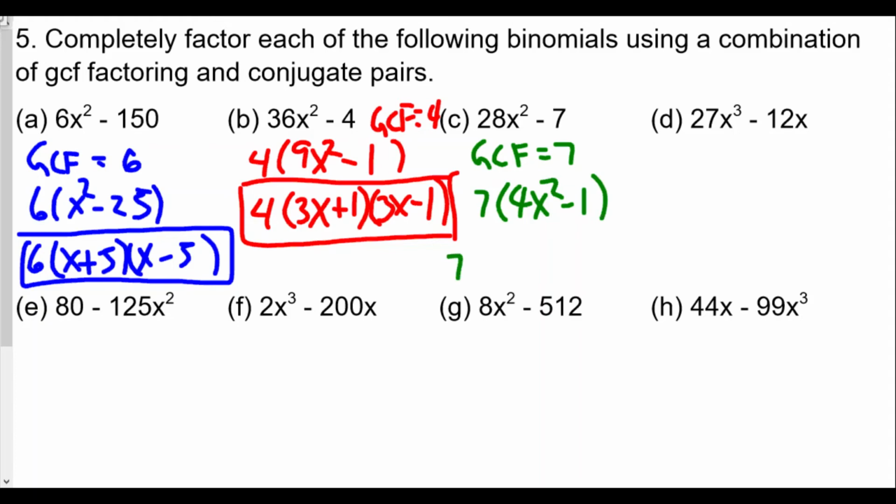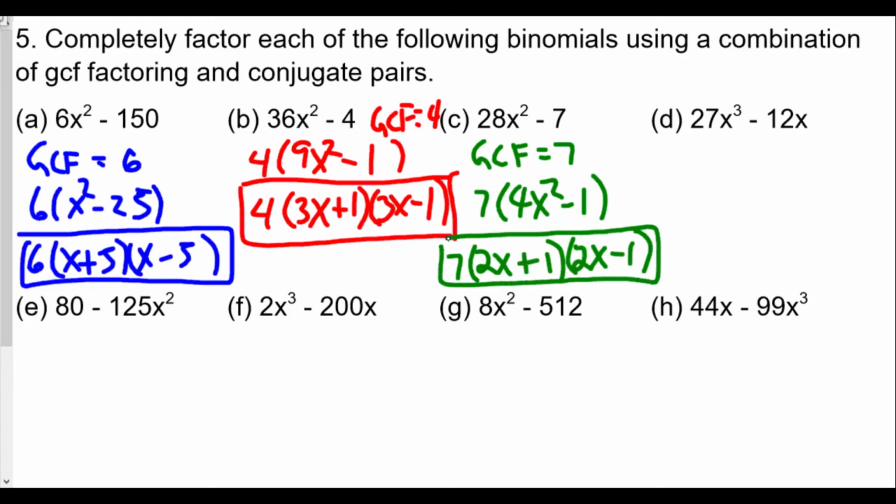And again, conjugate pairs, because the square root of 4x squared is, well, the square root of 4 is 2, and the square root of x squared is x. So 2x times 2x is 4x squared. And of course, the square root of 1 is just 1. Plus and minus. All right, and if we multiply everything out, we should be able to get back to the 28x squared minus 7. That's really what it comes down to. The factored form is the same exact value as the original form.